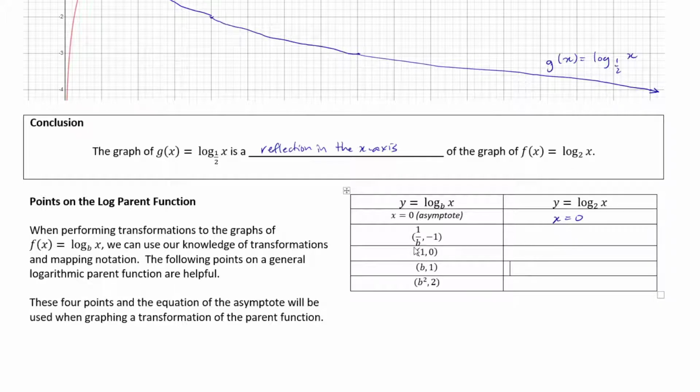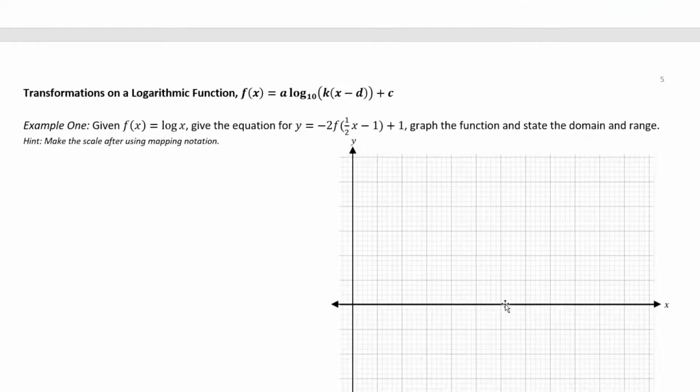Then 1 over b, so the base there was b, base here is 2, 1 over 2, negative 1. 1 and 0 doesn't change. Base b, base 2, 2, 1, base squared, so 4 and 2. Okay, so these are your basic points on the parent function of the logarithmic function. And so we use these points to help us perform transformations. So here we go. Here's our first example.